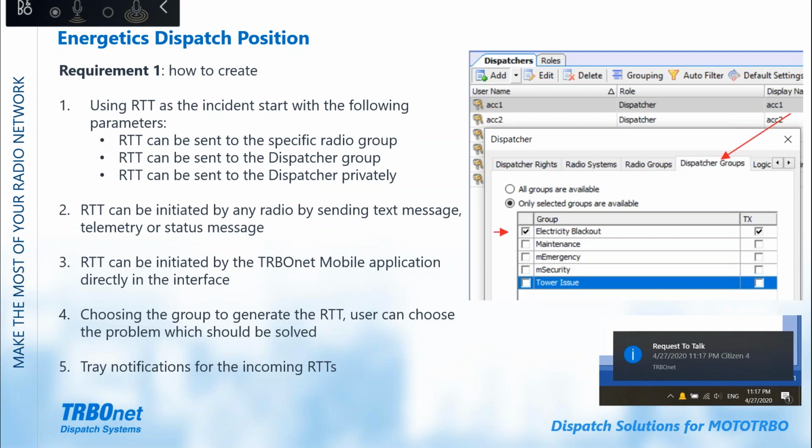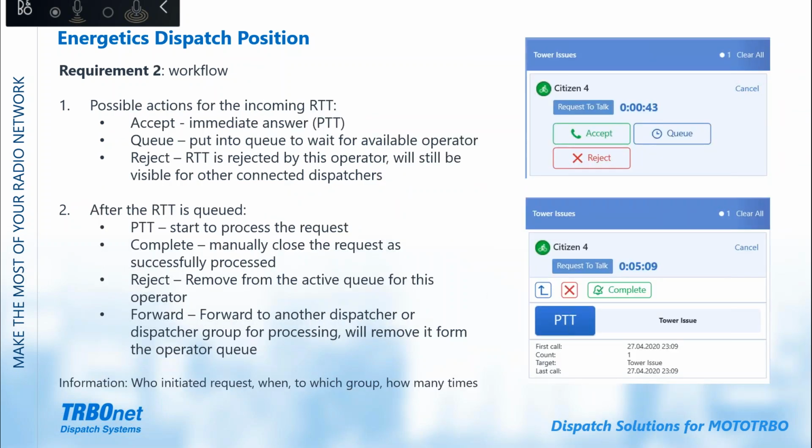So in case any radio reports a request to talk and this dispatcher is in charge of this group of notifications, he will immediately see that in the system tray. So even if the dispatch position is minimized, he will see that a request came and he needs to pay attention to that. In the interface, we have added a notification panel with the workflow options.